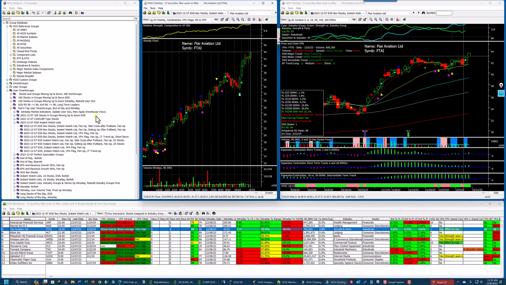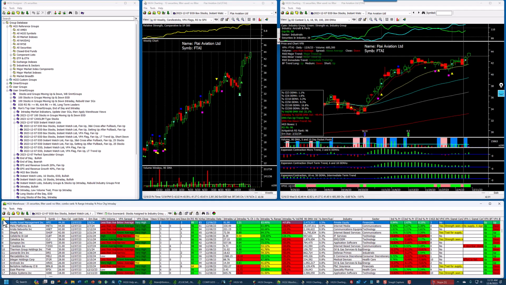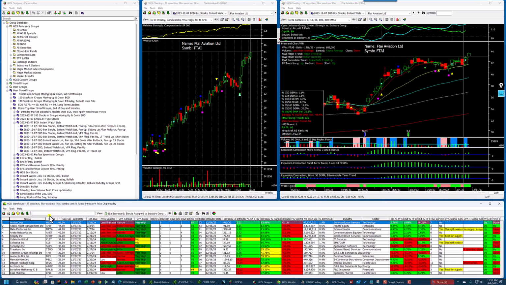The 3 crossing the 6, that's number 1. Number 2, these are stocks that are setting up after the pullback. I'm going to click through to the warehouse again. Notice there are 25 of these. I'm only showing 17, but you can see that NVIDIA is at the top of the list.